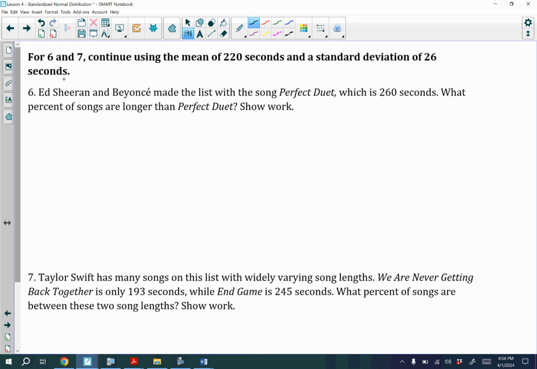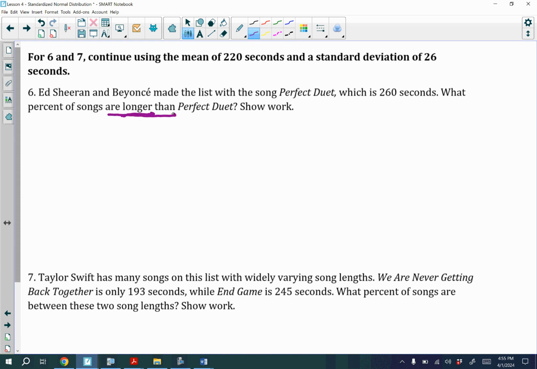Okay, so for 6 and 7, we're going to continue using the mean of 220 seconds and a standard deviation of 26 seconds. So it says Ed Sheeran and Beyonce made the list with the song Perfect Duet, which is 260 seconds. What percent of songs are longer than the Perfect Duet? Okay, so we want longer than.